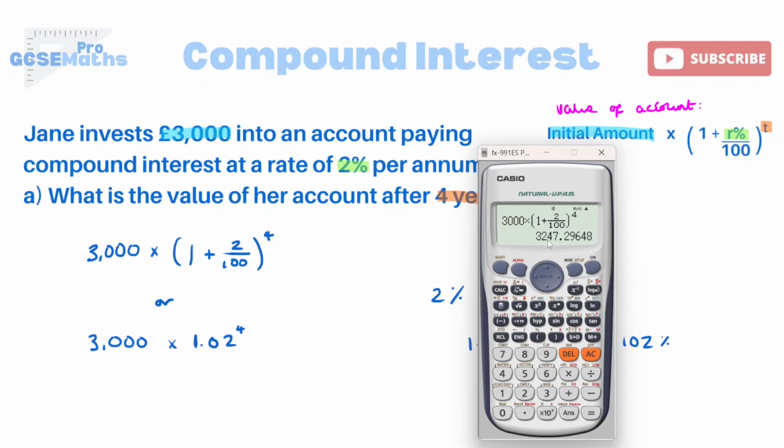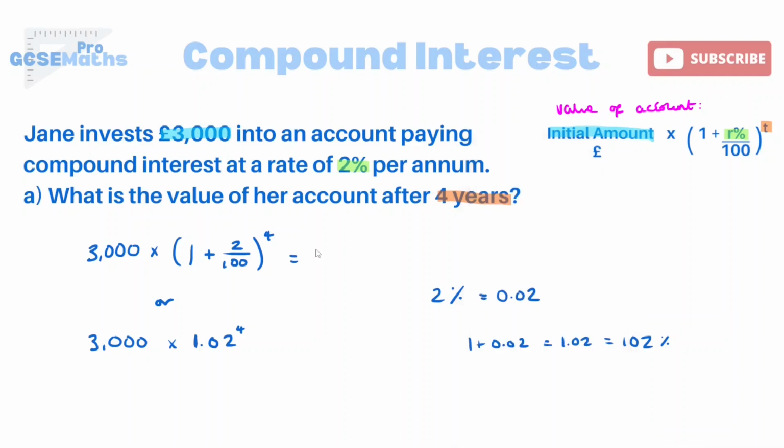So that would be £3,247.30. That would round to 30p, wouldn't it? Because of the 6. So £3,247.30.